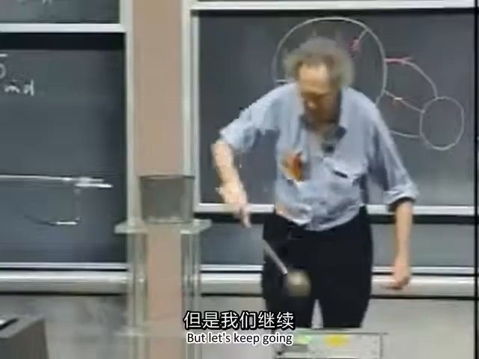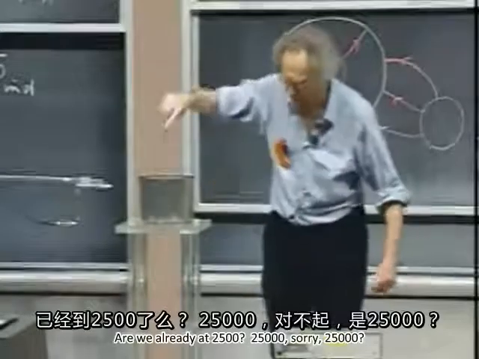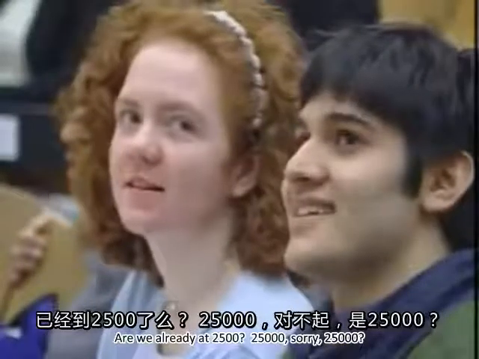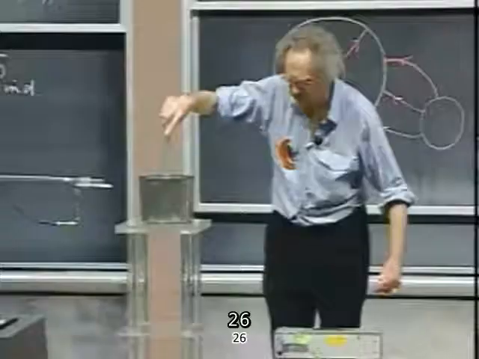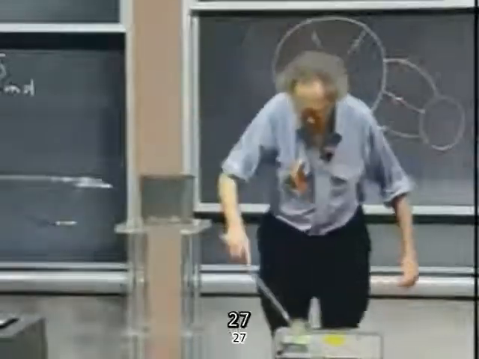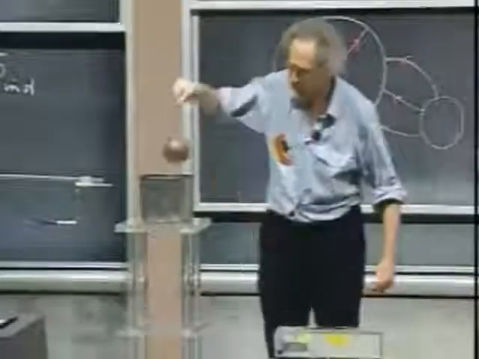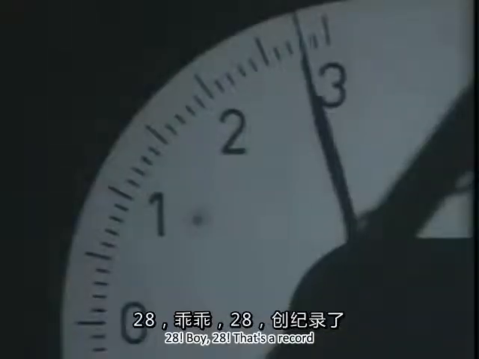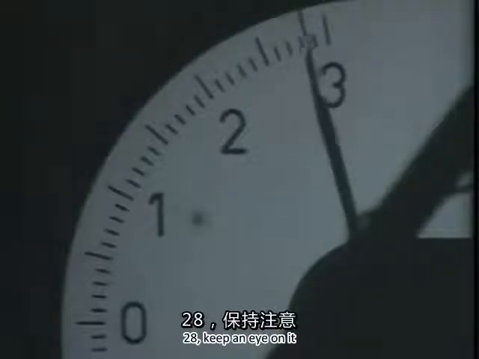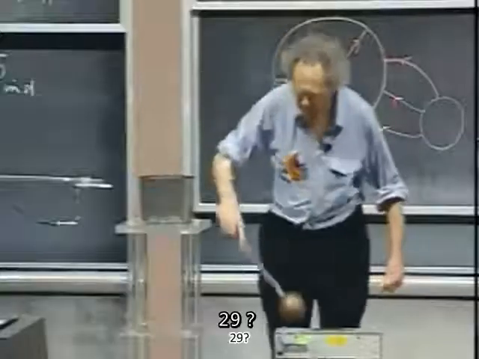But let's keep going. Are we already at 25,000? 25,000 volts, 25.6, 27, 28. Looks like we are beginning to get to the corona discharge. 28, boy, 28. That's a record. 28, keep an eye on it. 29. 29.